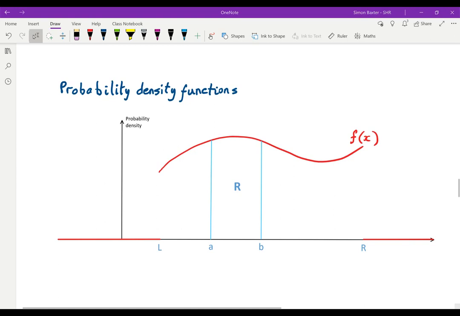Here is just some general curve, any old curve. Between the values of L and R, this curve happens to be positive. Outside, it is 0. Well, it satisfies one of the conditions that I mentioned for a probability density function. It is never negative. The other condition is that the area under the curve between L and R must be 1.